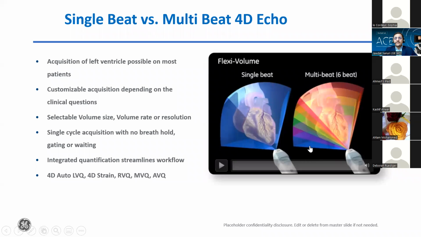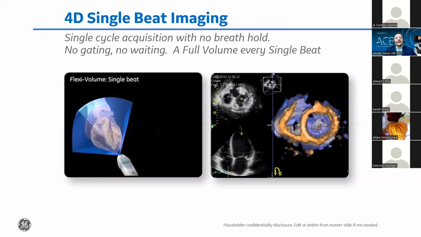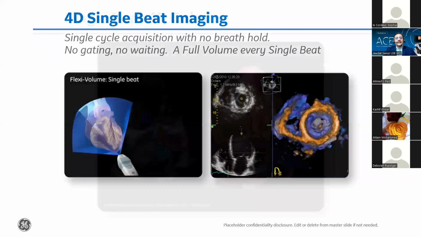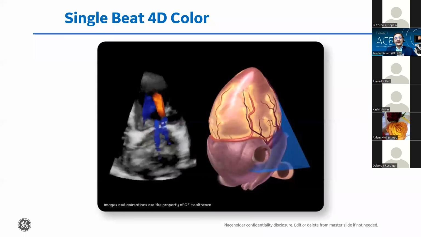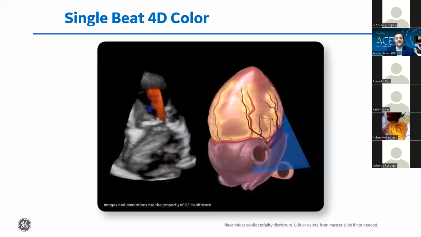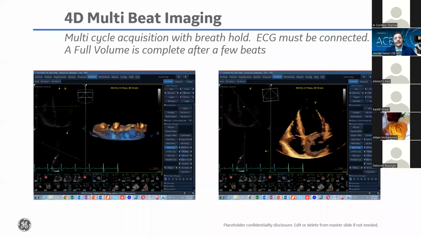Multi-beat is where we acquire one section at a time, each heart cycle, resulting in better frame rate, better spatial resolution or voxel resolution. However, please don't forget that multi-beat always has a risk of stitching artifact if there's any motion, respiration, arrhythmias, or abnormal RR variability. We spoke about the single beat for color Doppler. Of course, it's very important to acquire a single beat for color Doppler.